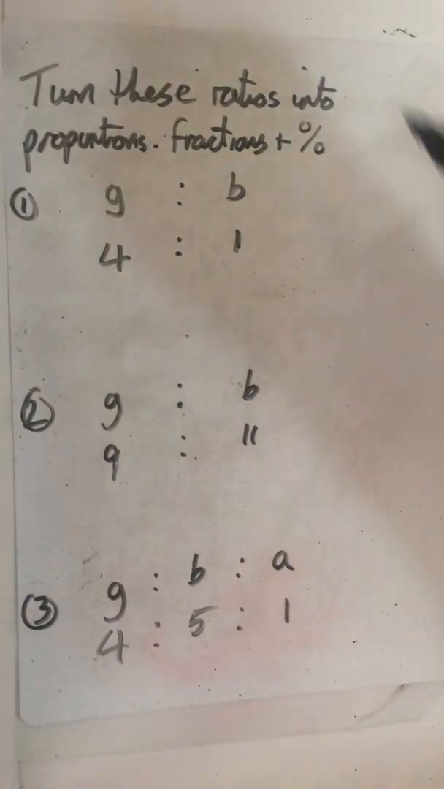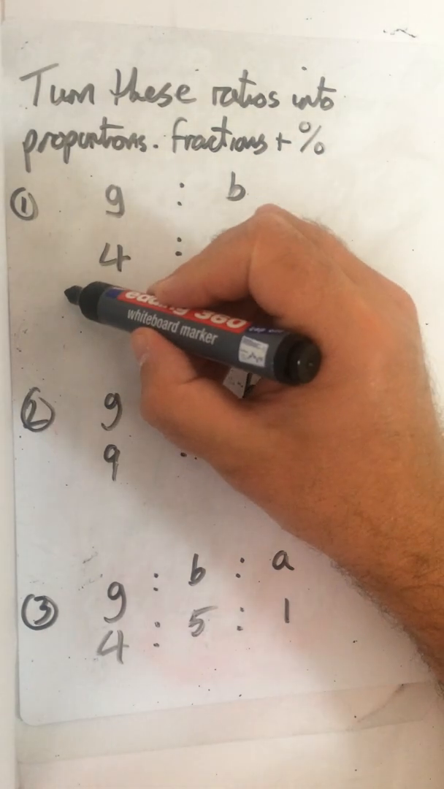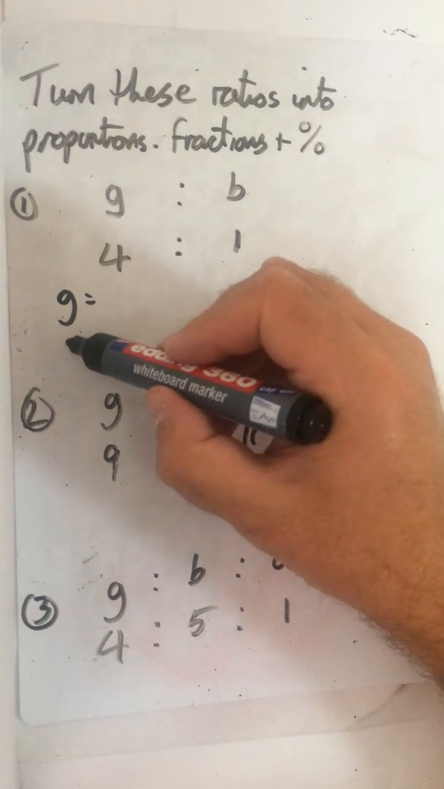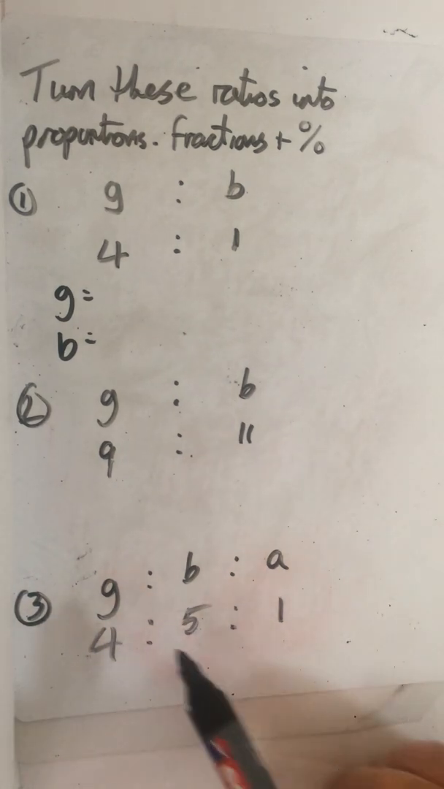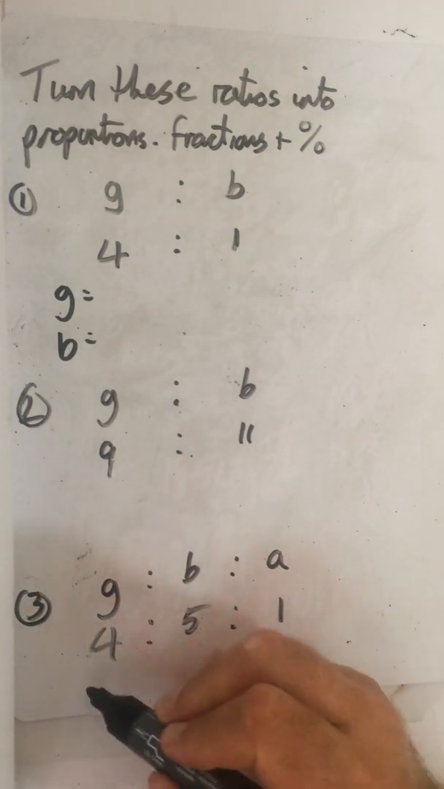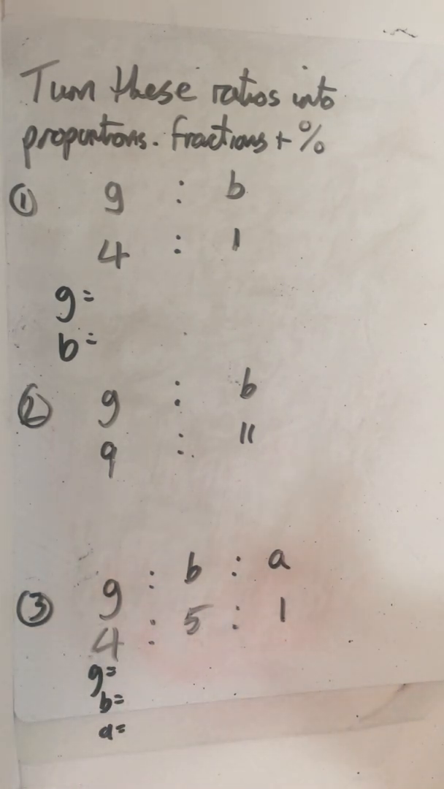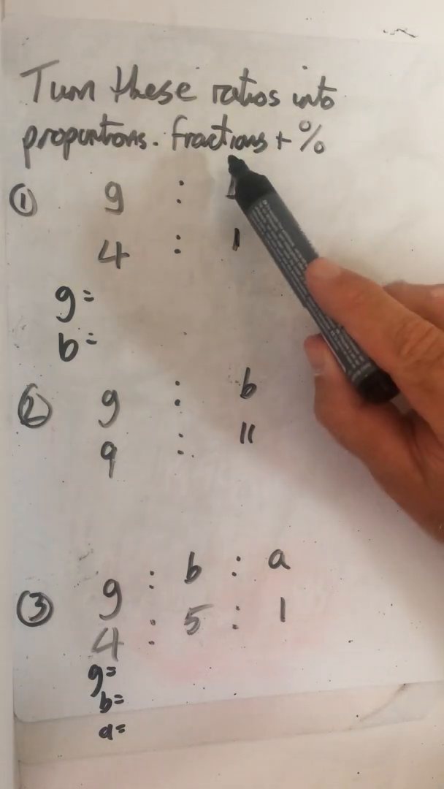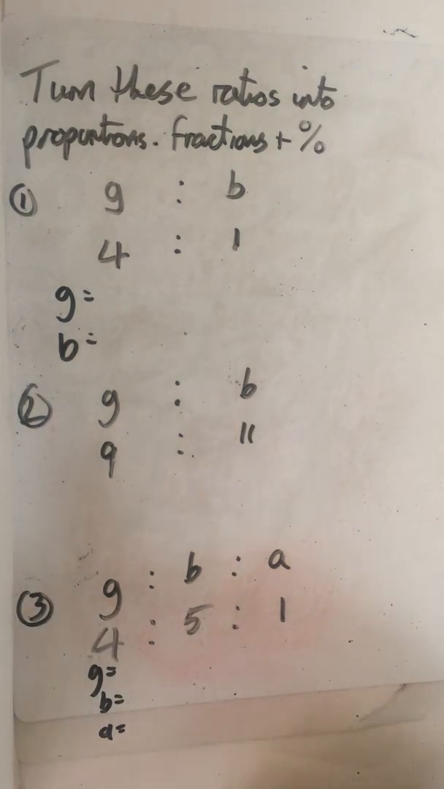Okay, right. Have a go at these, please. I don't think that's too tricky. Okay. So in your books, you need to turn these ratios into proportions. So I've done girls and boys. Your answer needs to be girls equals, boys equals, for each one. The last one is girls, boys, and adults. So you'd put girls equals, boys equals, adults equals. Write them into a fraction and then turn that into a percentage. Pause the video while you do that, and then we very quickly go over them.